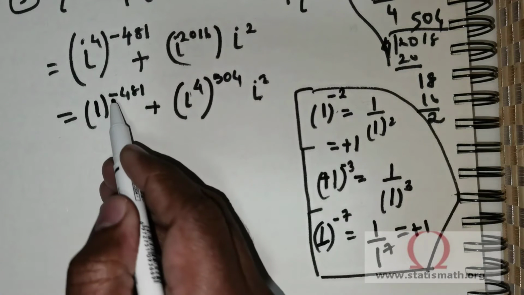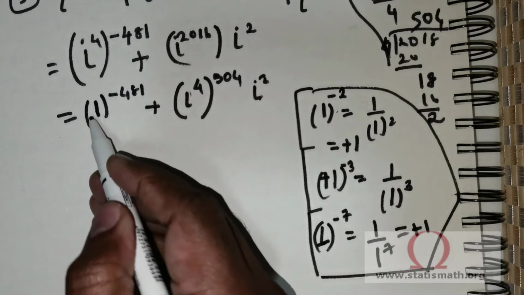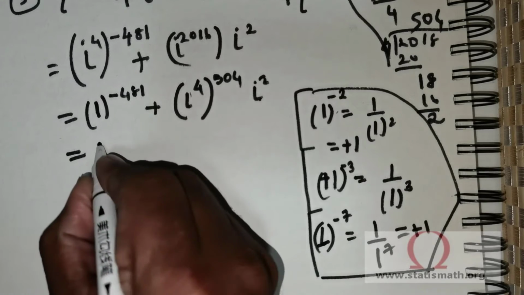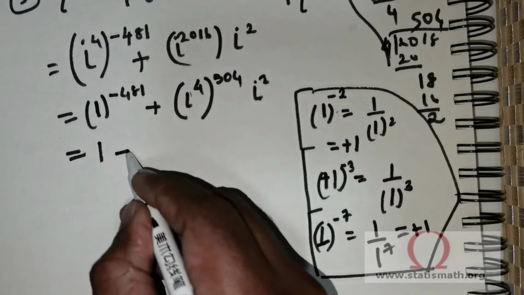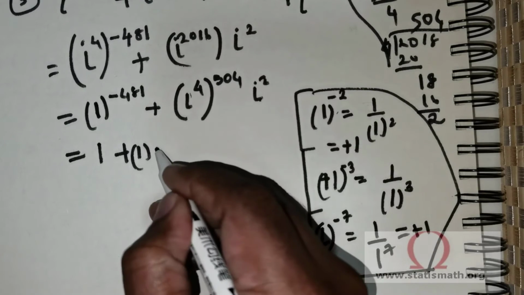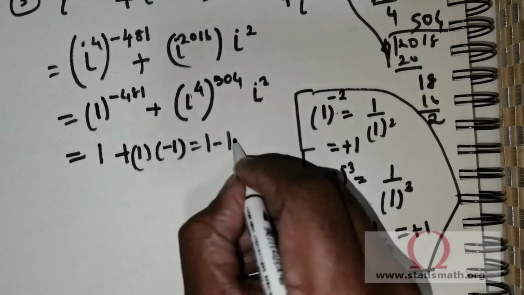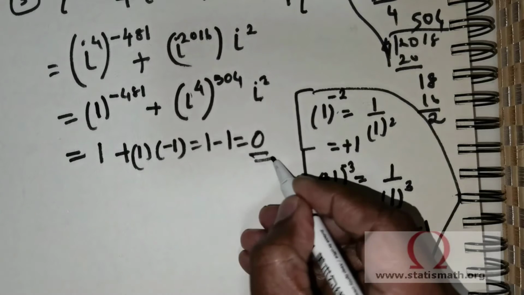So no matter what the value of the exponent is, it's not going to alter the sign of the quantity that you see here. So this is going to give you a positive 1, multiplied with i squared, which is negative 1. So this is equal to 1 minus 1, which is equal to 0. So that is the solution for that question.